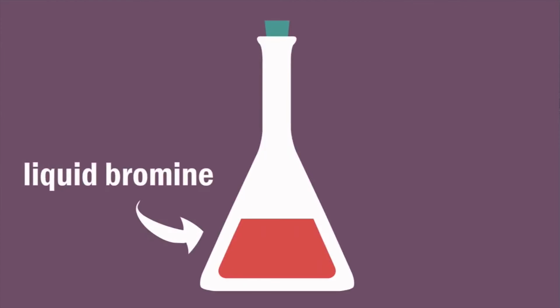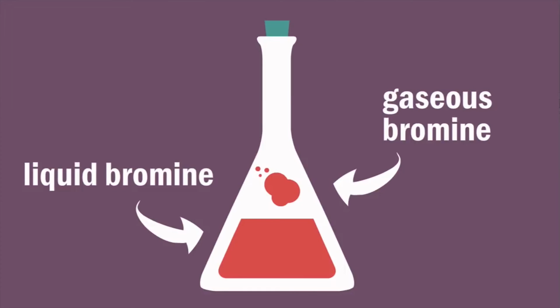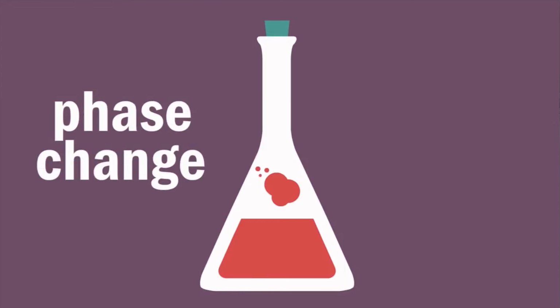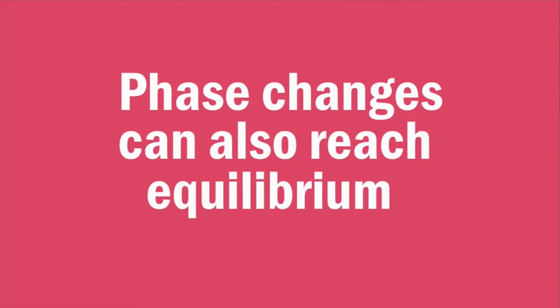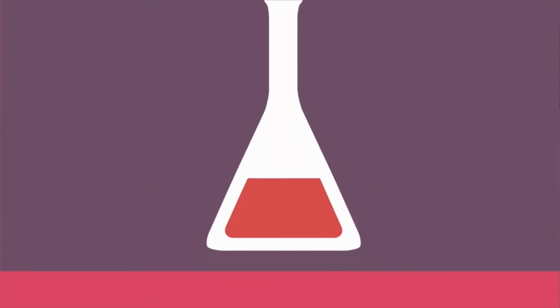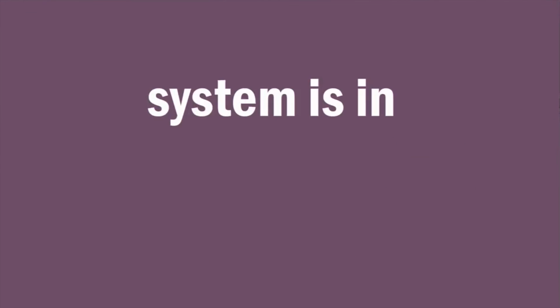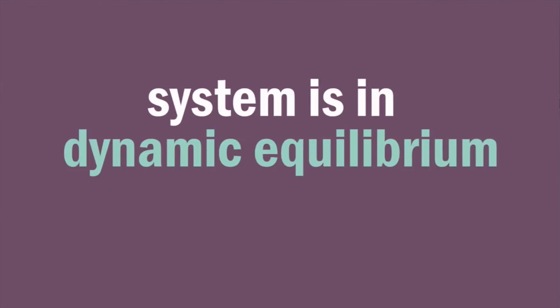Liquid bromine equilibrates to form gaseous bromine at room temperature. Remember that this is not a reaction, but rather a phase change. Phase changes can also reach equilibrium under the correct conditions. As liquid bromine evaporates, gaseous bromine condenses. Since these two processes are occurring simultaneously at the same rate, there is no observable macroscopic change, and the system is in fact in dynamic equilibrium.